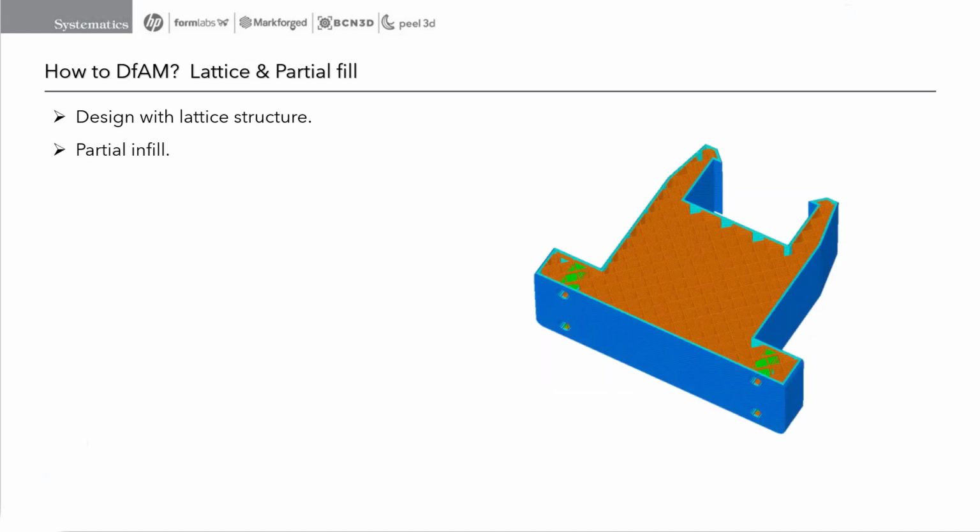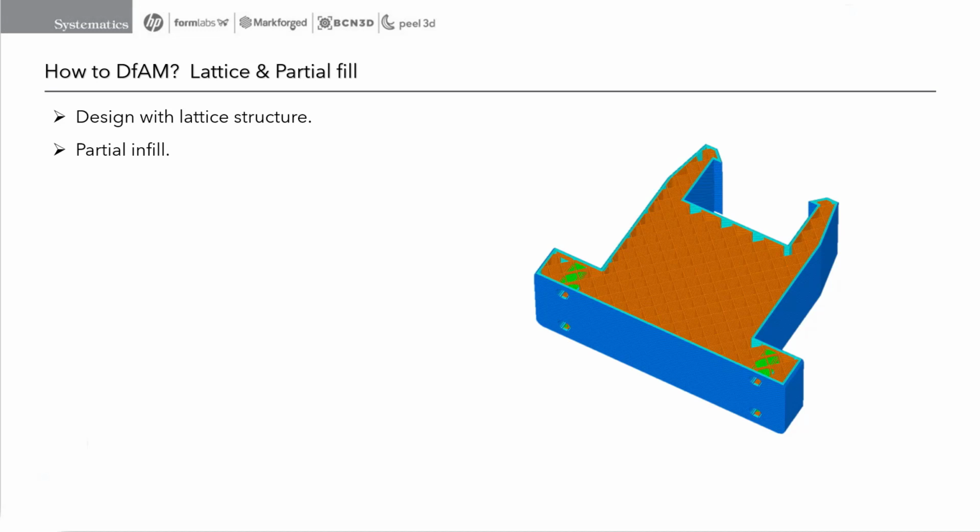Partial infill is a technique used in additive manufacturing, mainly in FDM, where only a portion of the internal volume of the part is filled with material. This is in contrast to solid infill. Different types of infill patterns can be used, such as grid, triangular, honeycomb, and gyroid.